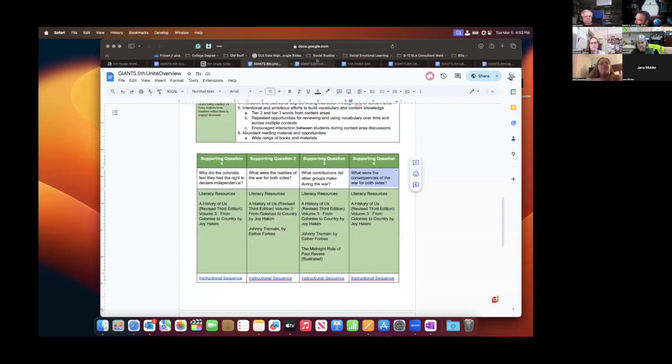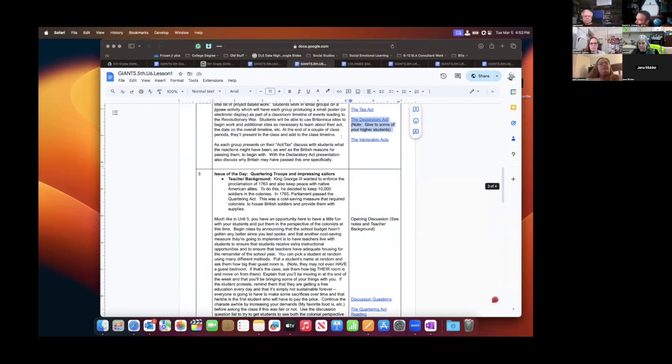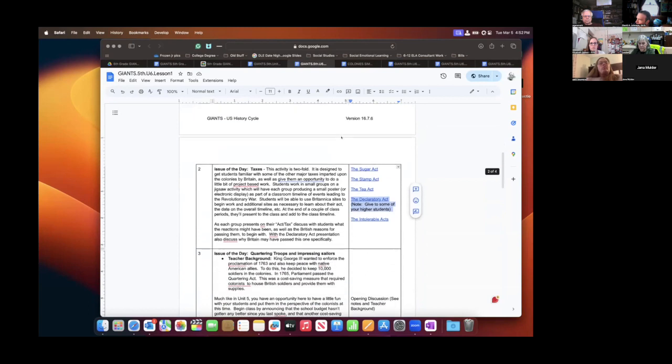So the first part of things is starting to delve into all of these wonderful reasons why the colonists wanted to break up with Great Britain. So this next activity is kind of twofold. It's designed to get students familiar with some of the major taxes imparted on the colonies by Britain, as well as to give them an opportunity to do a little bit of project-based work.